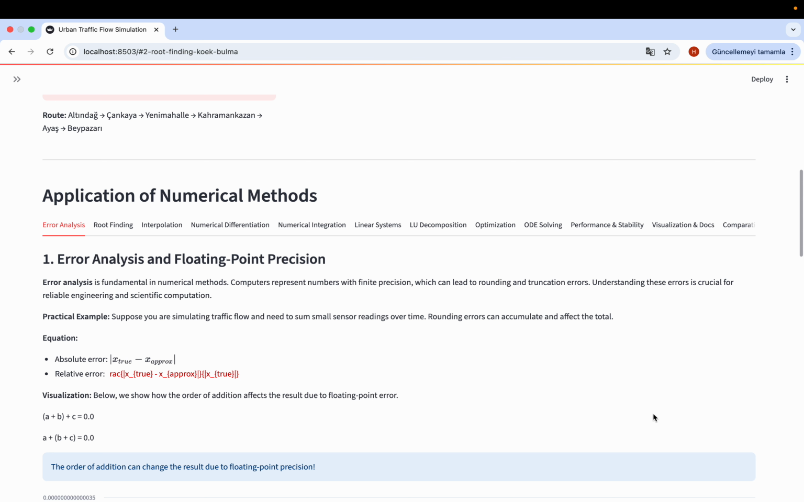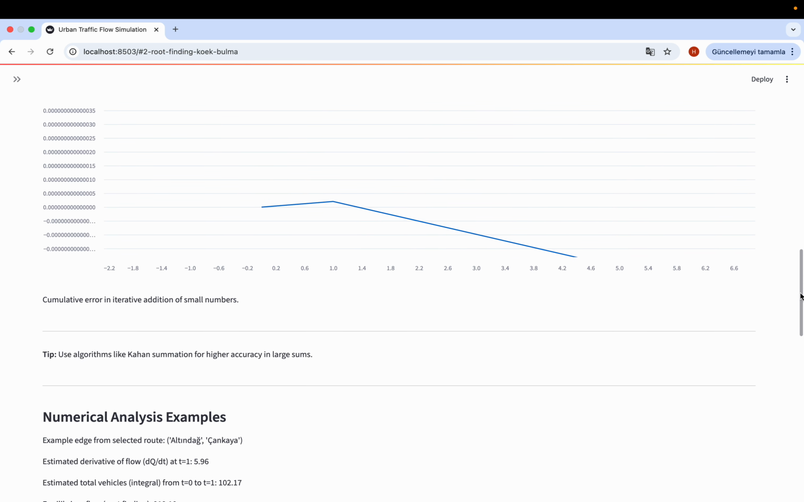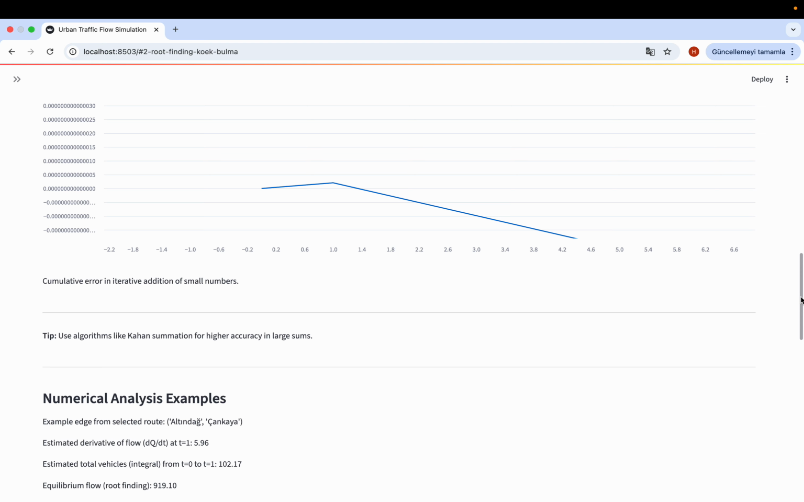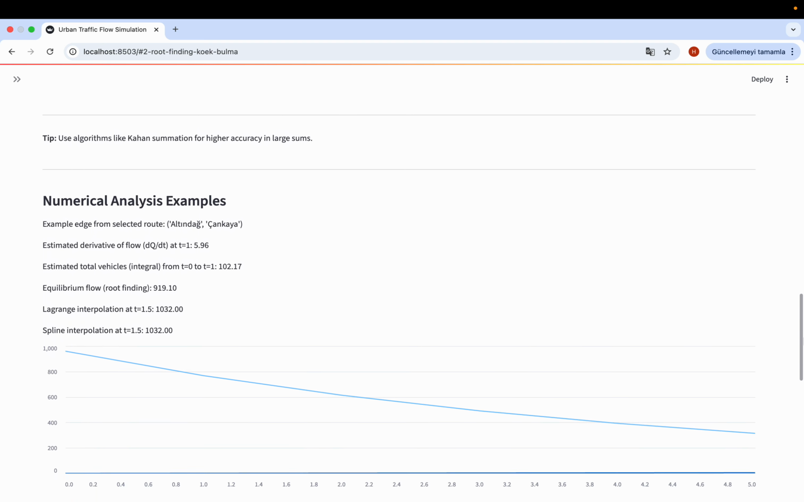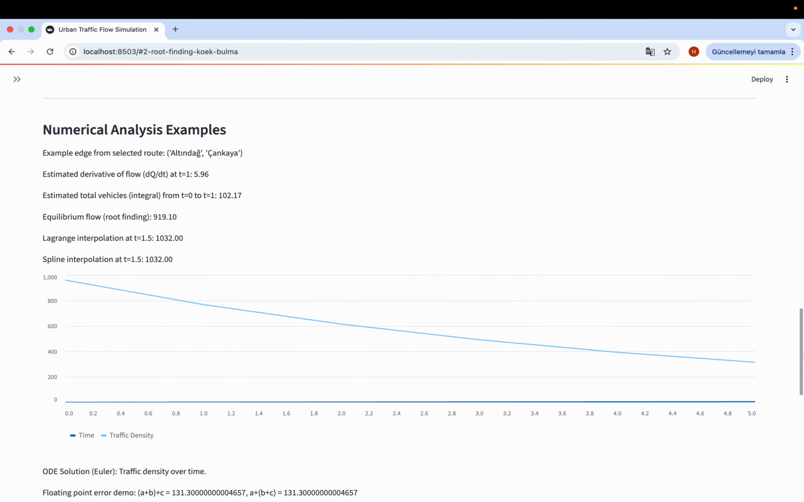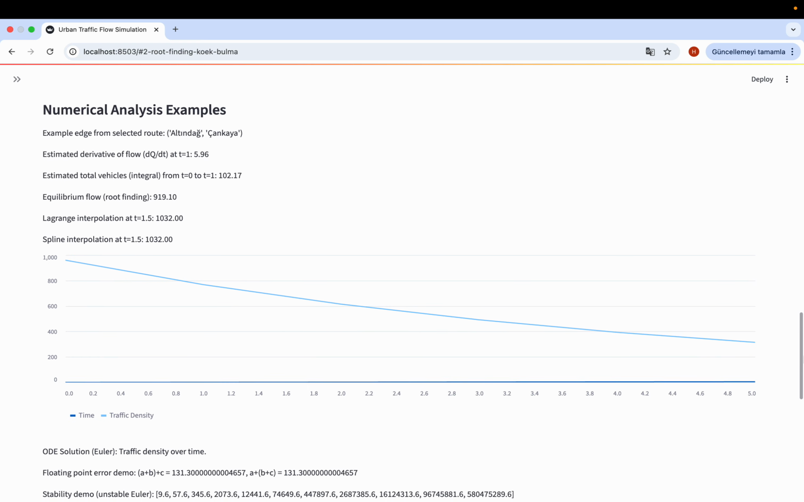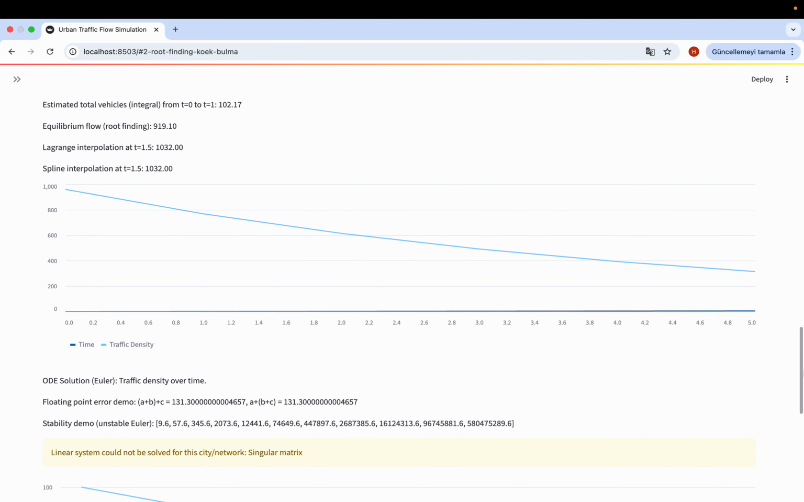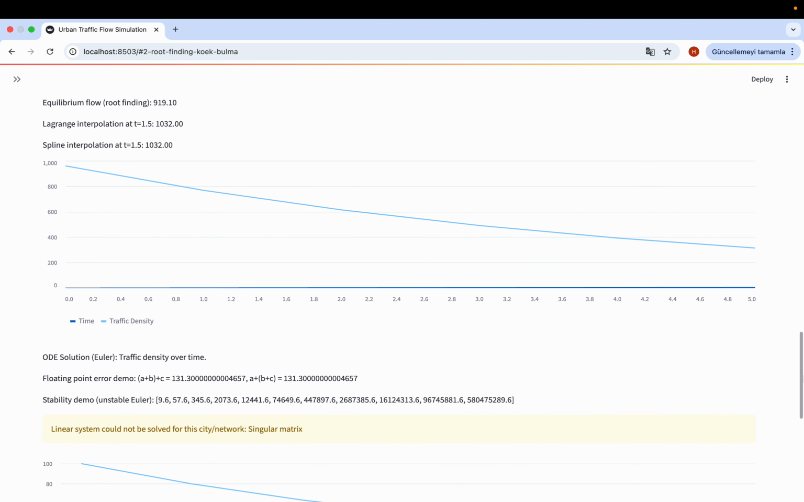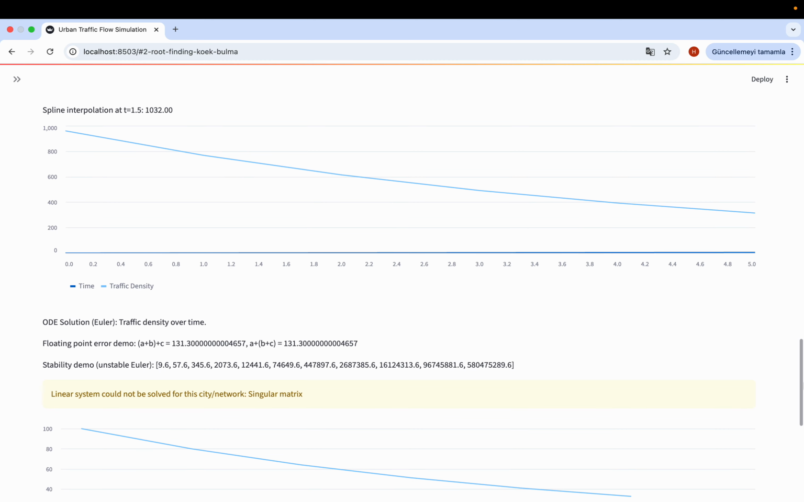In our project, we handle large traffic flow numbers like vehicles per hour and small capacity differences. When computing weights repeatedly in loops, these rounding errors can accumulate. Solution: we use techniques and libraries in Python.